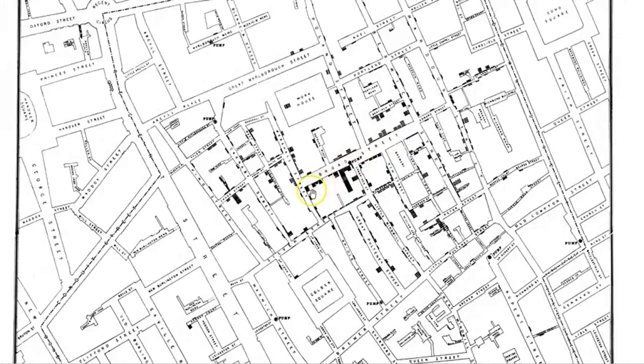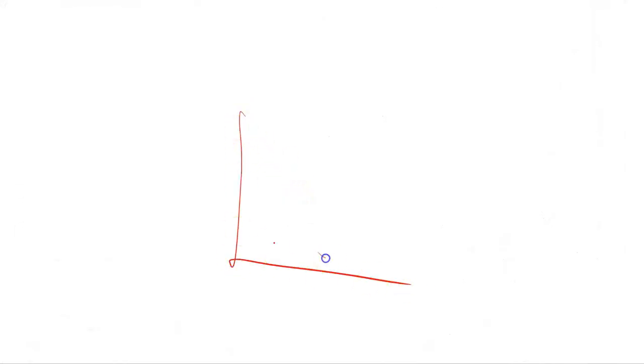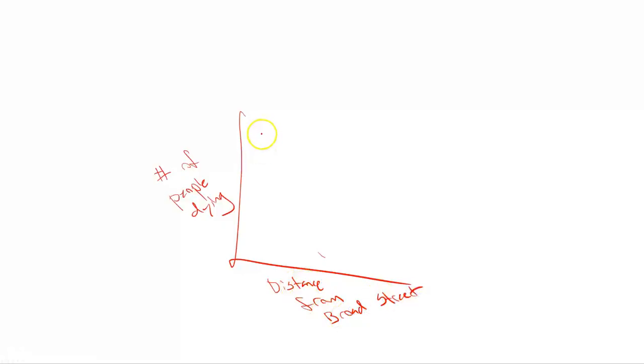And so if he was to draw a graph, his variables would be something like this. This would be the number of people dying, and the distance from Broad Street. And it looked like, as he charted the different homes and how many people died in them, the ones that were closest to Broad Street had the highest number of deaths.